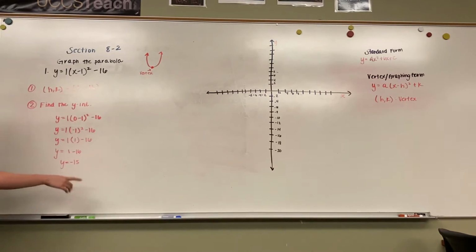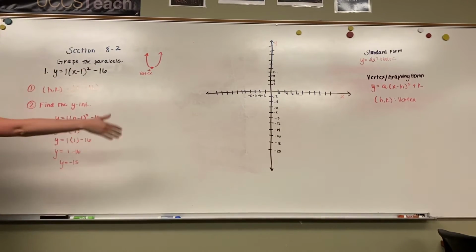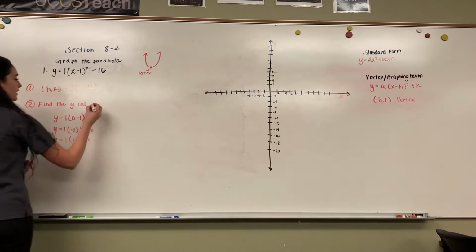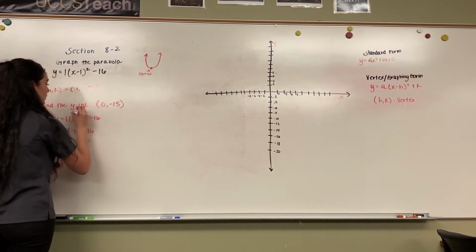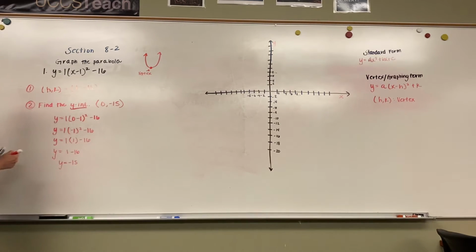So y equals negative 15 is going to be the point that the parabola crosses the y-axis, which means x is 0 and y is negative 15. So our y-intercept is 0, negative 15.